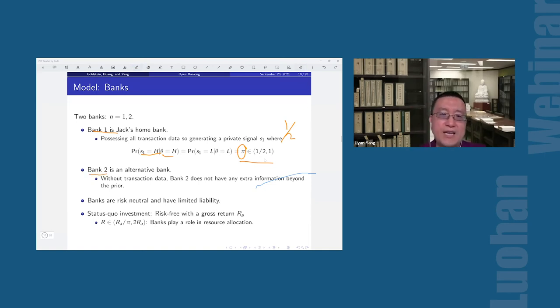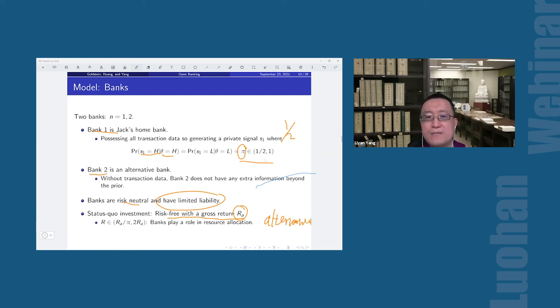Bank two is the challenging bank, the alternative bank. Without any data, bank two cannot produce information; it's uninformed. The banks are risk neutral. They also have limited liability, and that's why the depositor cares about that. The bank also has an alternative investment opportunity. As opposed to lending money to Jack, the bank can deposit $1 in another product, which is risk-free and produces return RA. Here A means alternative.